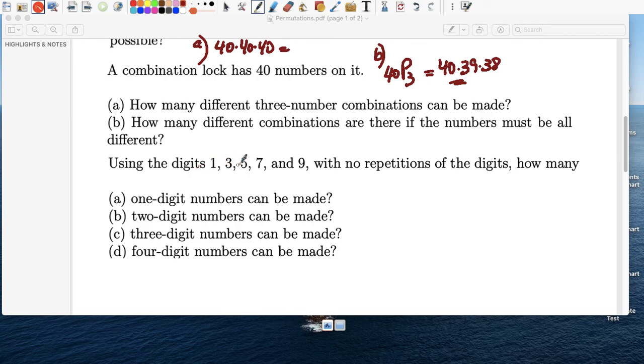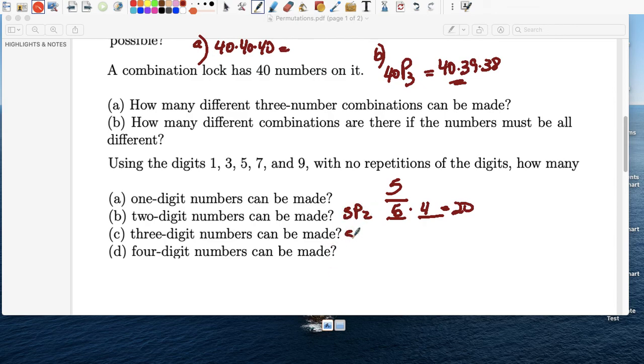Using the digits 1, 3, 5, 7, and 9 with no repetitions of the digits, so you cannot repeat. How many one-digit numbers can be made? Well, if you can't repeat and it's only one digit, how many choices do we have? We have 5. B, it's a two-digit number, so how many choices do we have for the first spot? 5. How many choices for the second spot? 4. That would be 20.